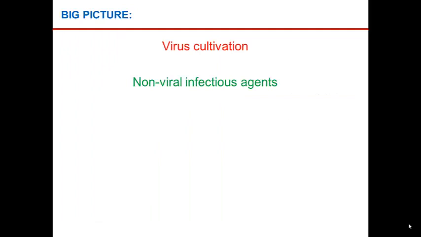The big picture coverage for this last section of Chapter 13 describes the cultivation of viruses and concludes with the presentation of the non-viral infectious agents, the viroids and the prions.